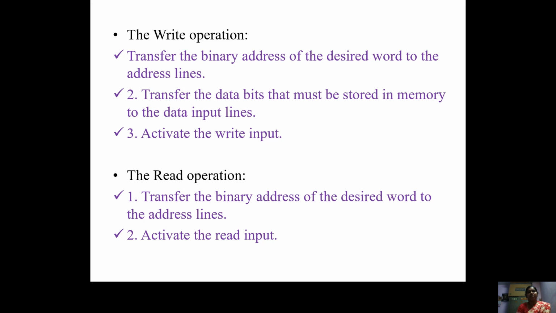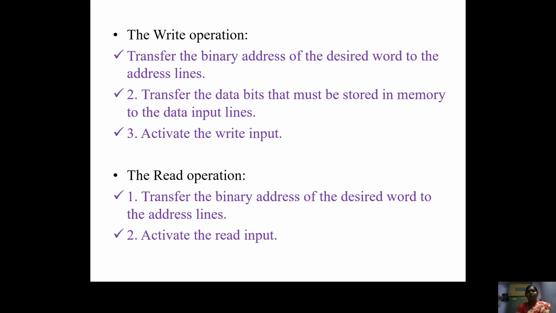Coming to the read operation, if we want to read information from the memory, what should we do? Similarly, first we have to specify the binary address using the k address lines, that is, from which location we need to access the information. Then we have to activate the read input. Then on the n data output lines, the information being read is made available to us. This is how the read operation is done.